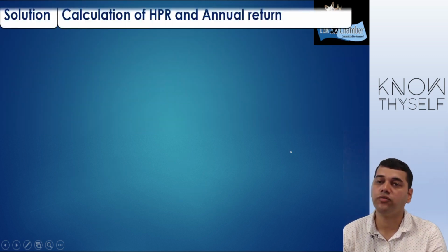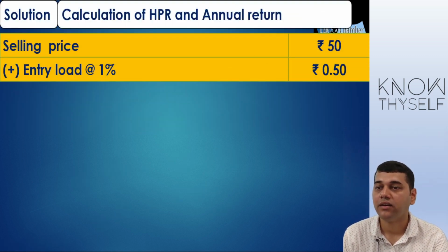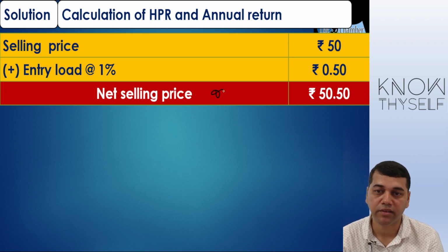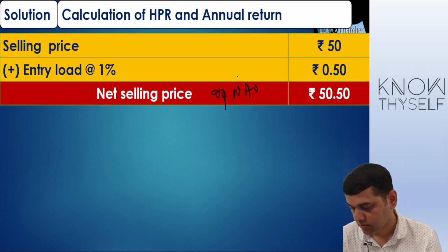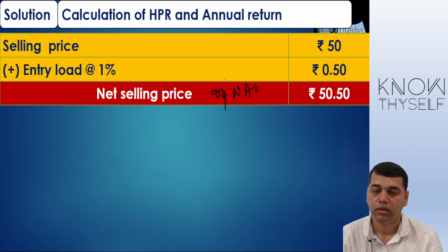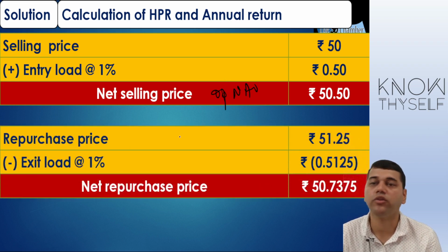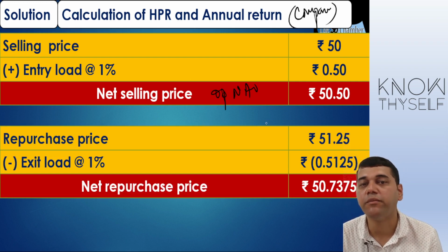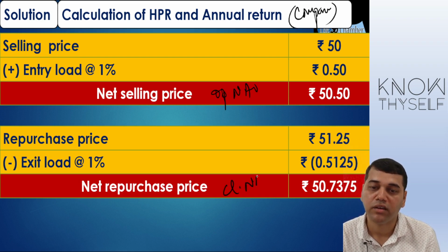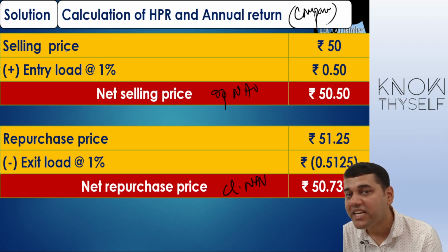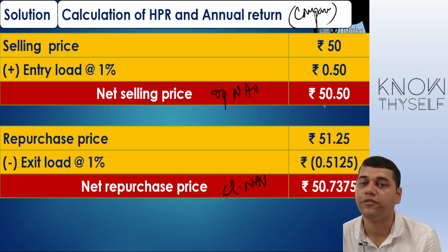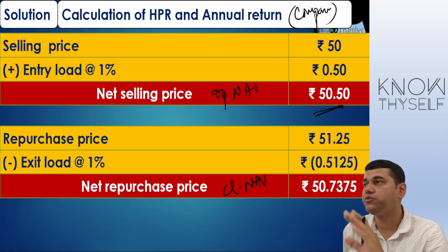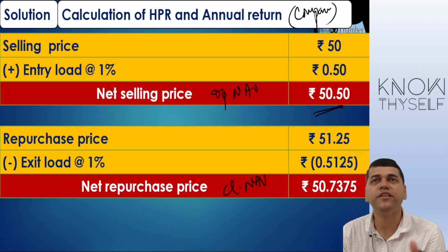Followed? Okay. First, in working note one, we will calculate the selling price, the net selling price. So this is your opening NAV. And the repurchase price, with exit load. This working is done from the perspective of the company. If you are talking from the perspective of an investor, he says opening NAV, closing NAV. What are they telling? Look, initially I sold at 50 plus 0.5. I sold the units. This calculation should be very clear. It is a different terminology, sorry.